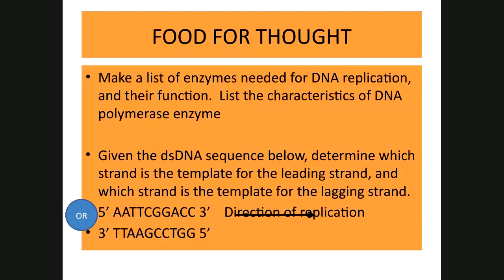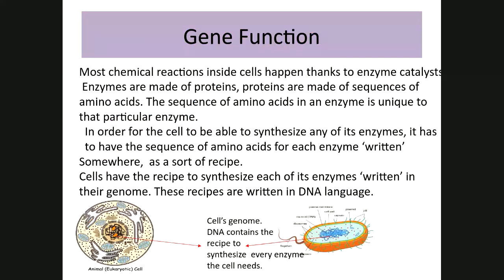Okay, if there are no questions, I'm going to move on to the next function. We mentioned that the chromosome of a cell is like the library where all of the recipes to make all of the proteins and the enzymes that the cell needs are written. And the recipe itself is what we call a gene. So that's what we call the functional unit of the cell.